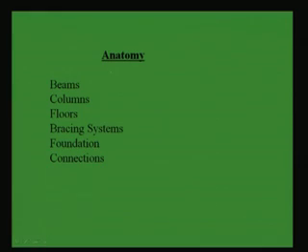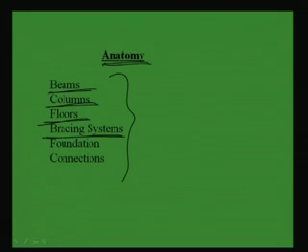Now, what is the anatomy of a steel structure? There we will see that beams come into the picture, then columns, then floors, and the bracing system, which is very important for high-rise cases, and then foundation and connections. So, these are the anatomy of a steel building: beams, columns, floors, bracing systems and foundation.